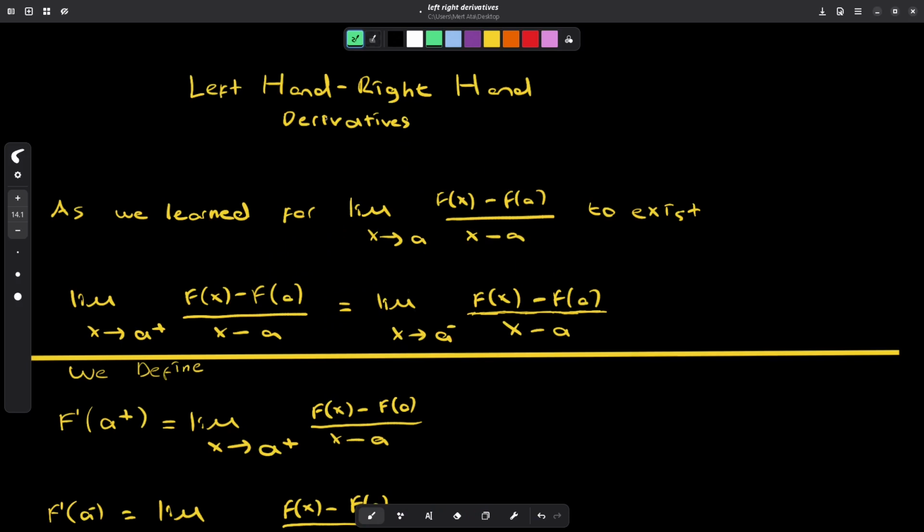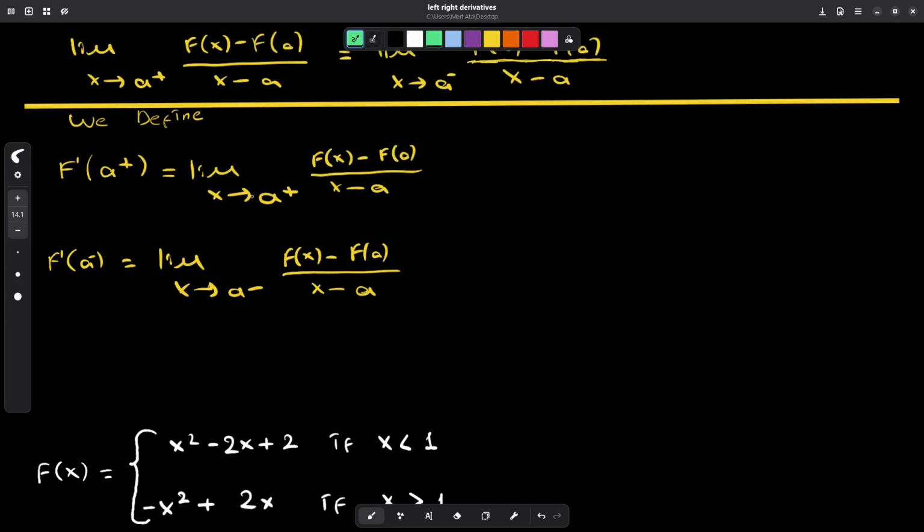Welcome everyone. Let's have a look at left and right hand derivatives. As we learned, for a limit to exist, we need to check it from the left and the right side, and if these limits are equal, then we will say the limit exists. The same for the special limit we have for derivatives. When we check it from the left and right side, if these are equal, we will say our derivative exists. When we check the limit from the right side, we call it right-hand derivative, and when we check it from the left side, we call it left-hand derivative.